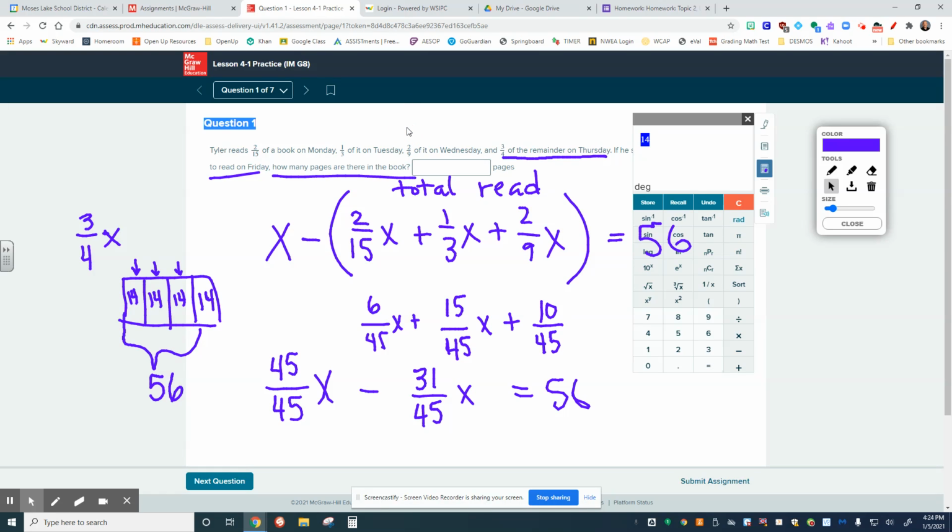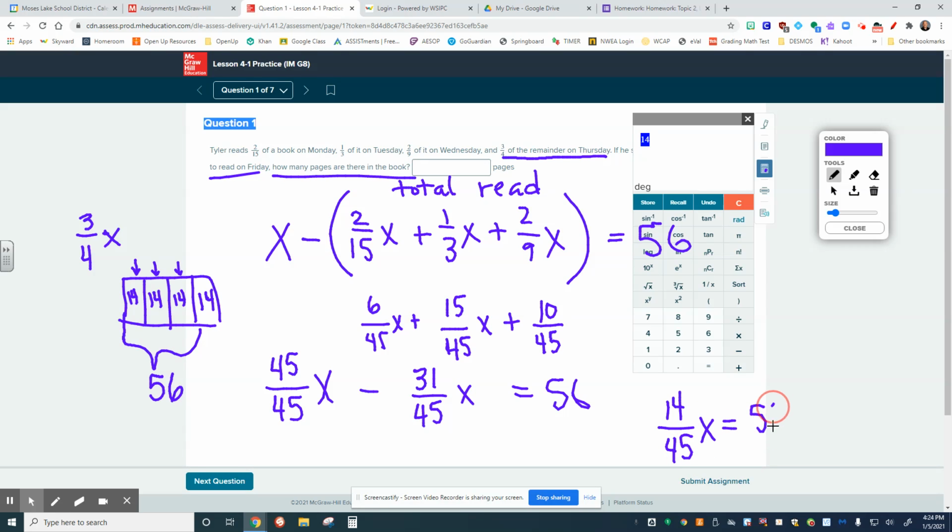That leaves us with 14 45ths times x is equal to 56. We've done a lot, but the last step is the last step. To get x by itself, we are supposed to actually divide by 14 45ths.